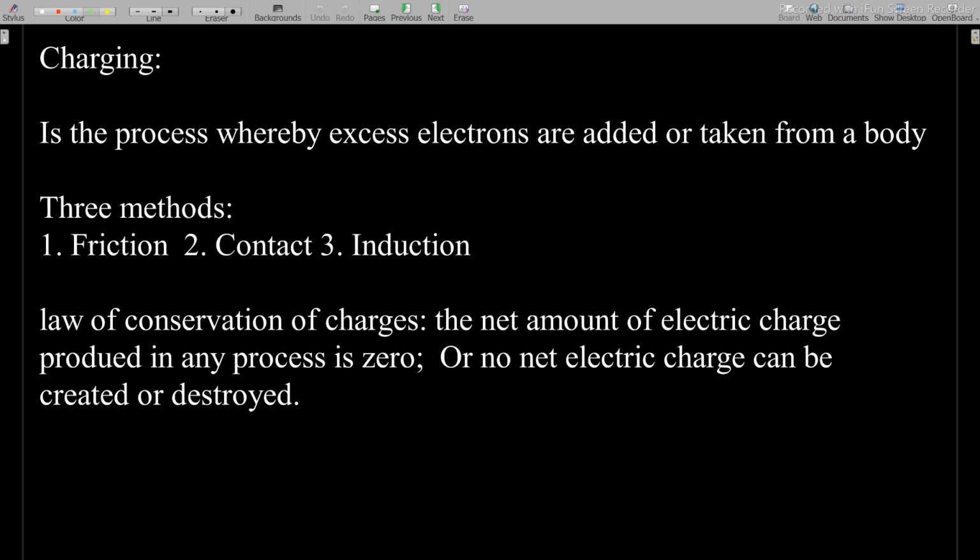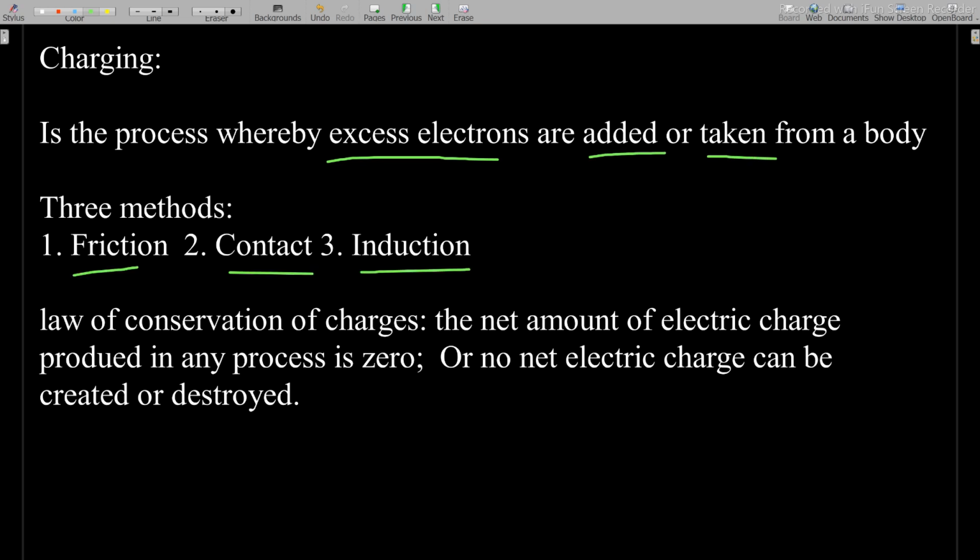Also, if you have fewer electrons than protons, you are positively charged. All matter that we see around us is neutral until an excess electron is added or taken away from the matter. That is when you can classify the matter to be positively charged or negatively charged. That is why we say charging is a process whereby excess electrons are added or taken from a body. We have three methods of doing this charging: friction, contact, and induction.